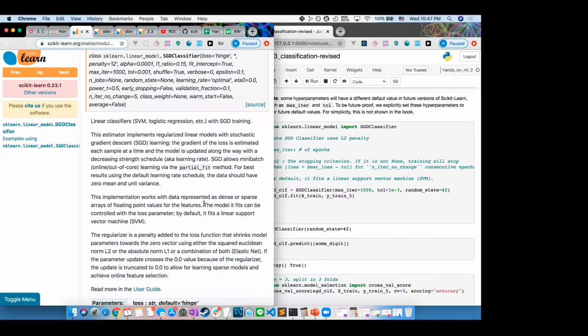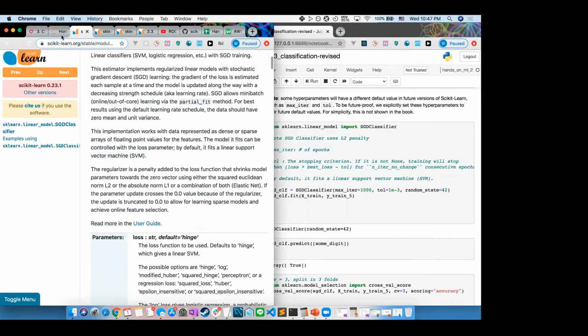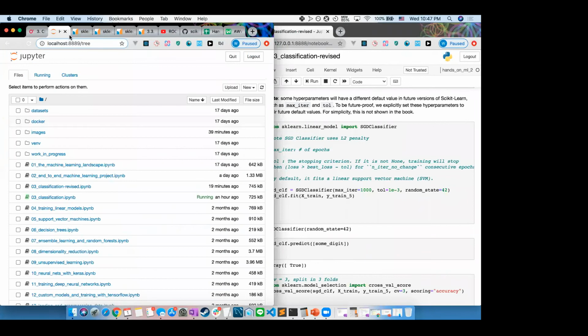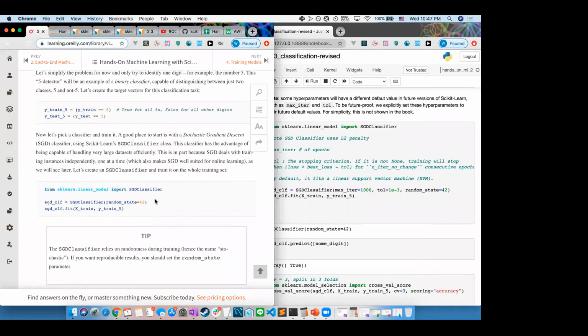And it says right here, the model it fits can be controlled, but by default it fits a linear support vector machine. And that's what we're using. We're not specifying any specific classifier. We just resort to the default SVM right here.